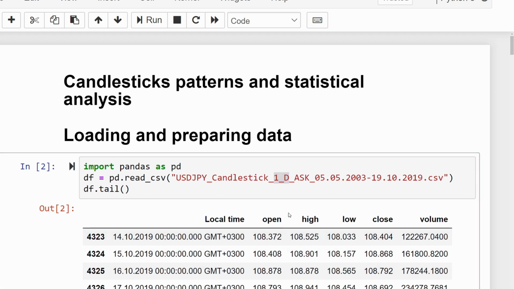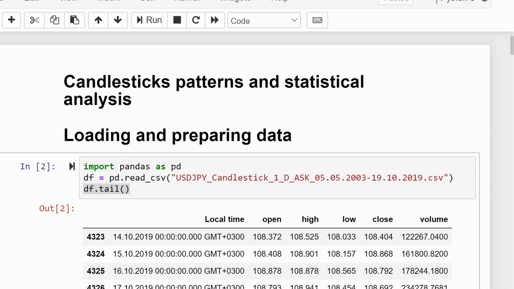The data that I have is between these two dates, the 5th of May 2003 and 19th of October 2019. And it's a CSV, comma separated values file. So I will use the read_csv function from the pandas module here. And I will store all of this in a pandas data frame that I'm going to call df. And to make sure that everything was read properly, I will simply print the tail or the head of my data frame.